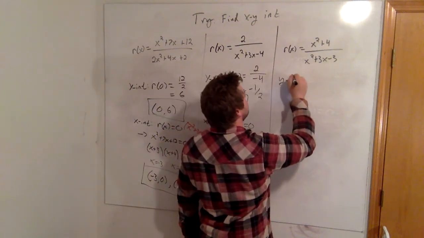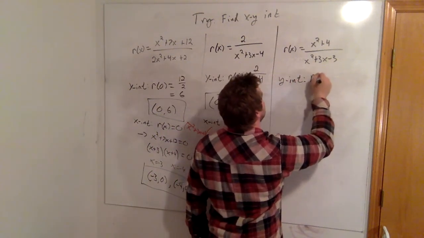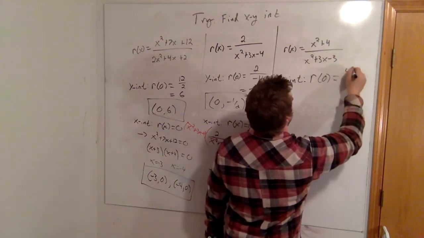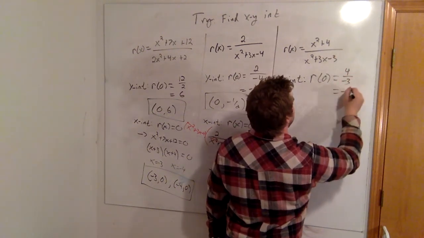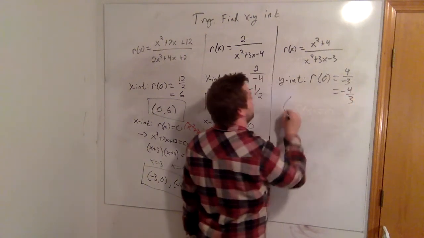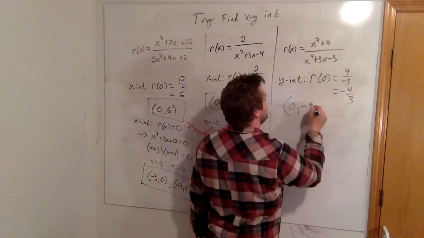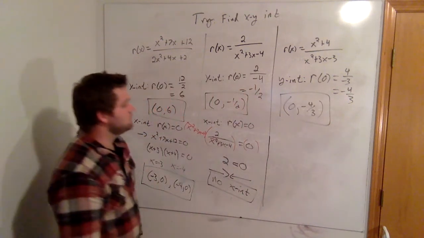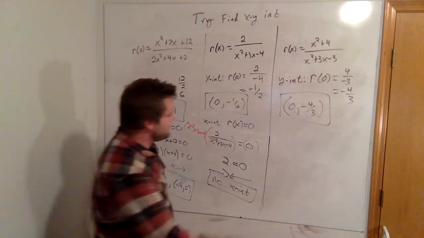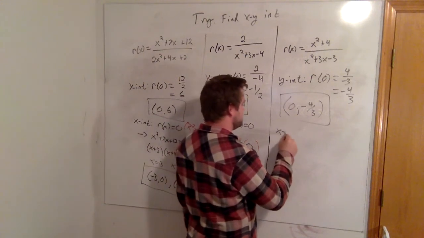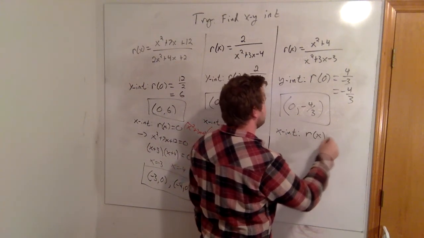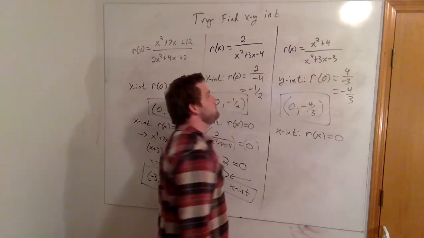The y-intercept happens when I plug in 0. Well, what happens when I plug in 0? I think I'm just going to get 4 over -3, or how about just -4/3? So our y-intercept is at (0, -4/3). Let's try to find our x-intercept. I want to know when the outputs of my function are equal to 0.